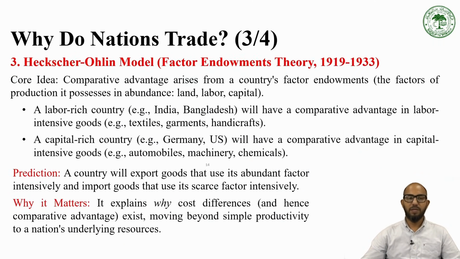The next theory is the Heckscher-Ohlin model, propounded by two researchers, Heckscher and Bertil Ohlin, between 1919 and 1933. This theory is also known as factor endowment theory. The core idea of this theory is that comparative advantage arises from a country's factor endowments, that is, the factors of production which a country possesses in abundance.